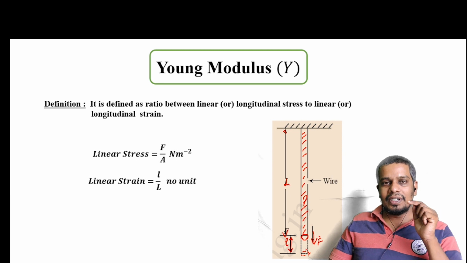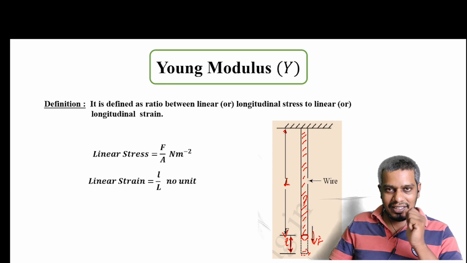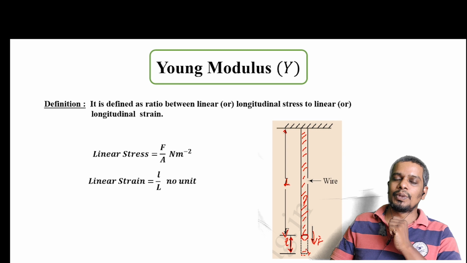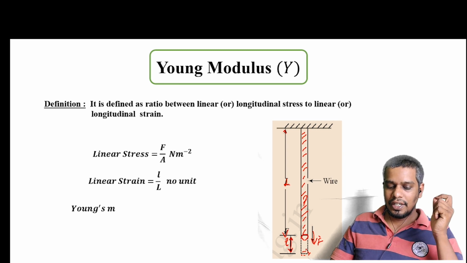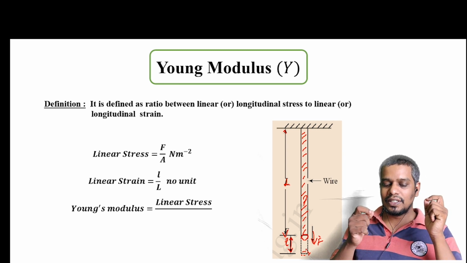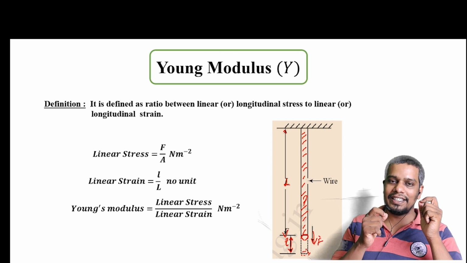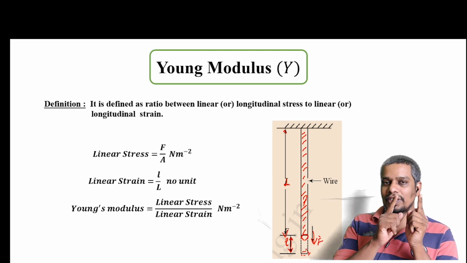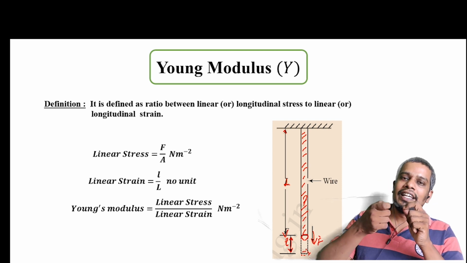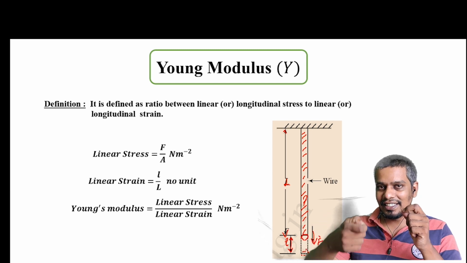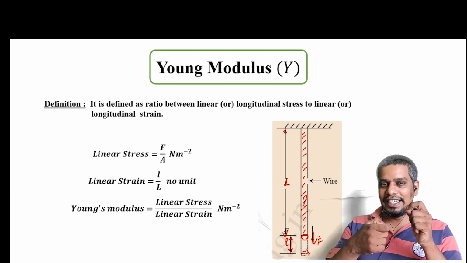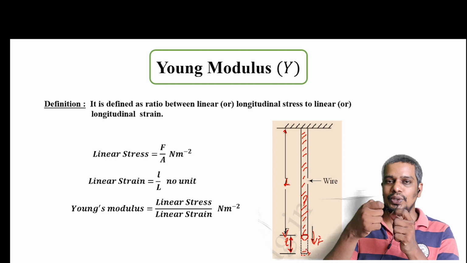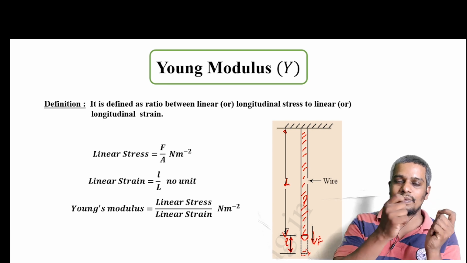Now we have to connect using Hooke's law. The stress is proportional to strain. That is Hooke's law. So the Young's modulus is equal to linear stress by linear strain, because the constant in Hooke's law is a modulus of elasticity. Here we are talking about the linear stress versus linear strain. So that ratio will tell us the Young's modulus.